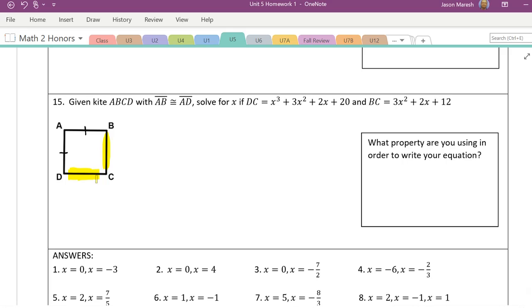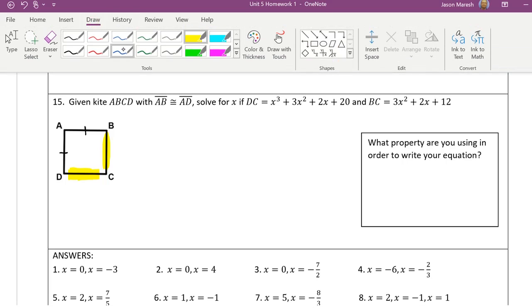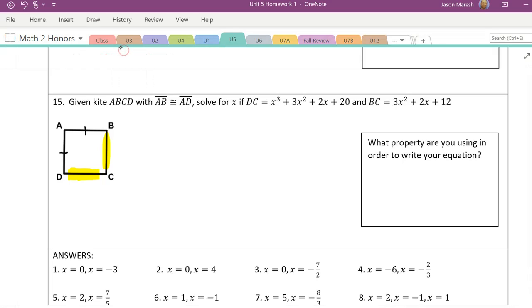And it really comes from the definition of a kite. The definition of the kite says that you have two adjacent sides that are congruent to each other. So DC and BC would be the other adjacent pair. And it also says that opposite sides are not congruent. So AB and DC can't be set equal to each other. So that's different than a parallelogram. With parallelograms, remember the opposite sides are congruent. With a kite, you do not have that.